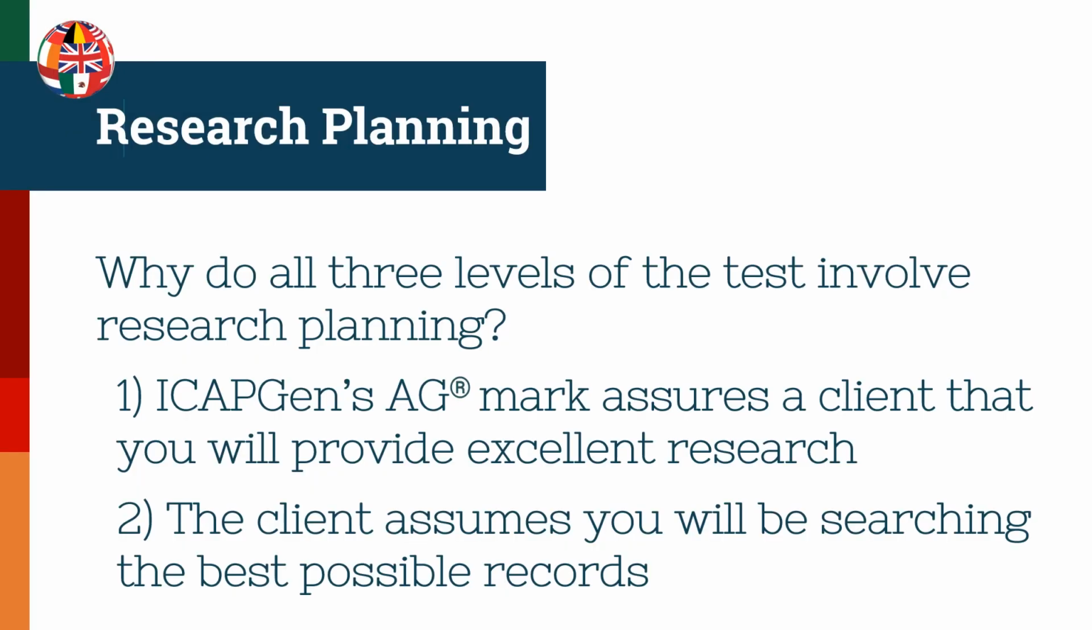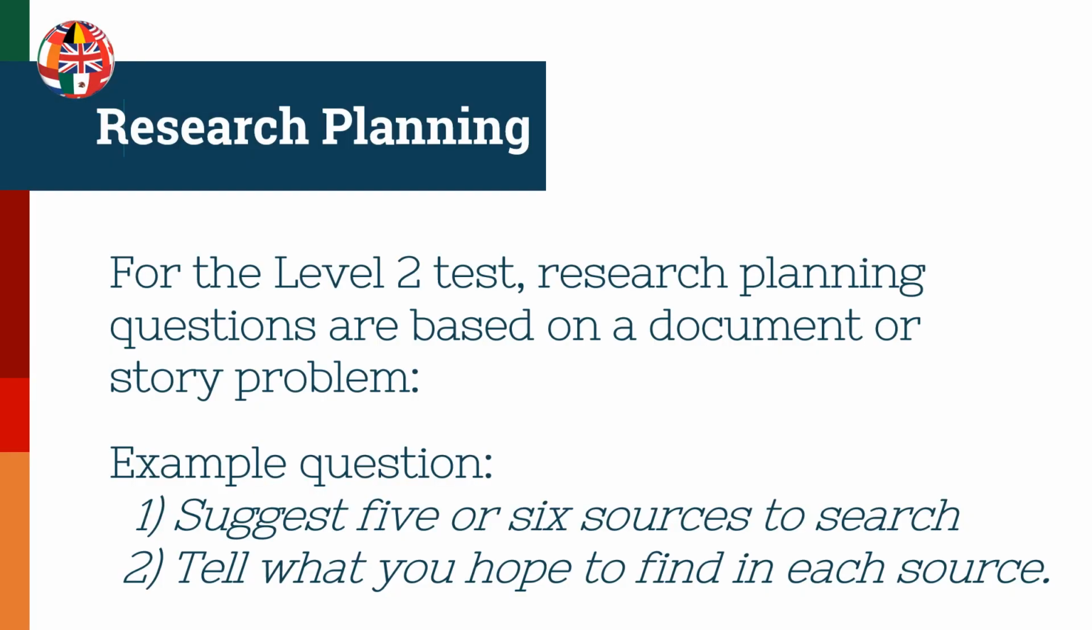So why do all three levels of the test involve research planning? First, ICAPGen's AG mark assures a client that you will provide excellent research. This means the client assumes you will be searching in the best possible records. For the Level 2 test, research planning questions are based on a document or story problem. An example question would be, suggest 5 or 6 sources to search and then tell what you hope to find in each of those sources.